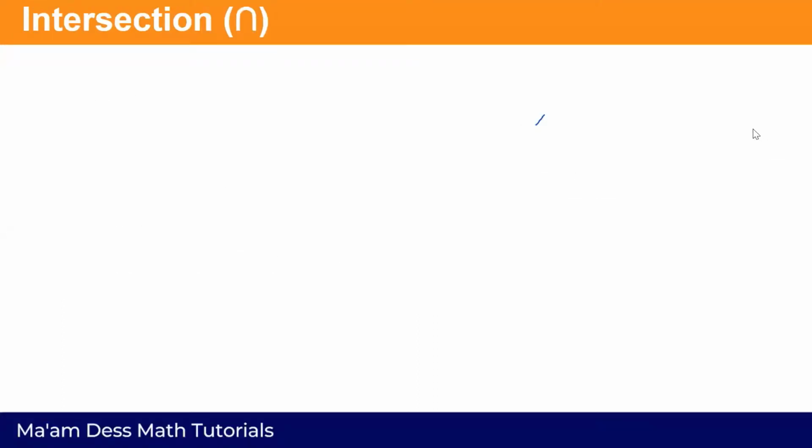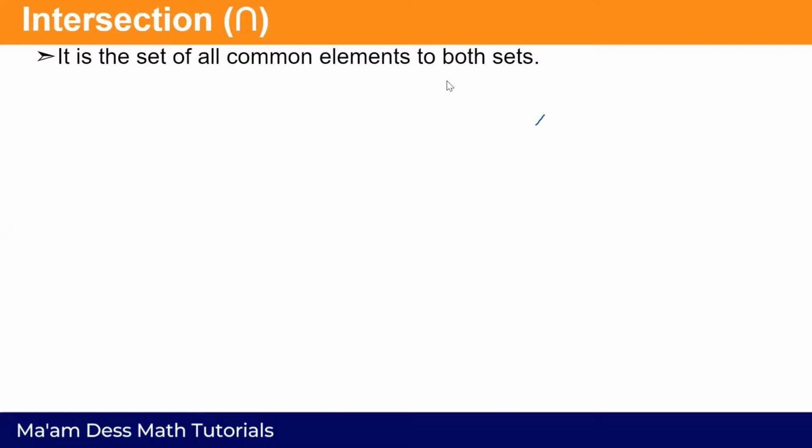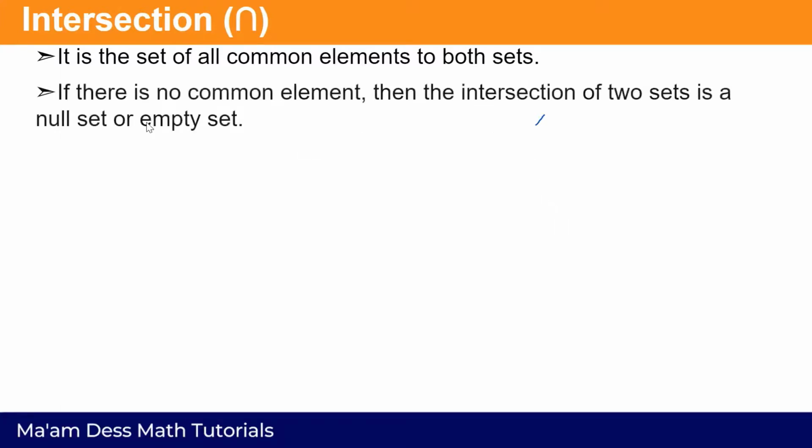Now, the next one is intersection. So, what comes into your mind if you hear the word intersection? Okay, siguro isipin ng iba, nagkasalubong. Okay, so here is the symbol of intersection. Ayan. It is the set of all common elements of both sets. So, ibig sabihin, yung magkaparehong elements ng dalawang set, ng tatlong sets. Okay. If there is no common element, then the intersection of two sets is a null set or empty set. So, kasi pag walang magkapareho, ibig sabihin, the intersection of the two sets is null or empty set.